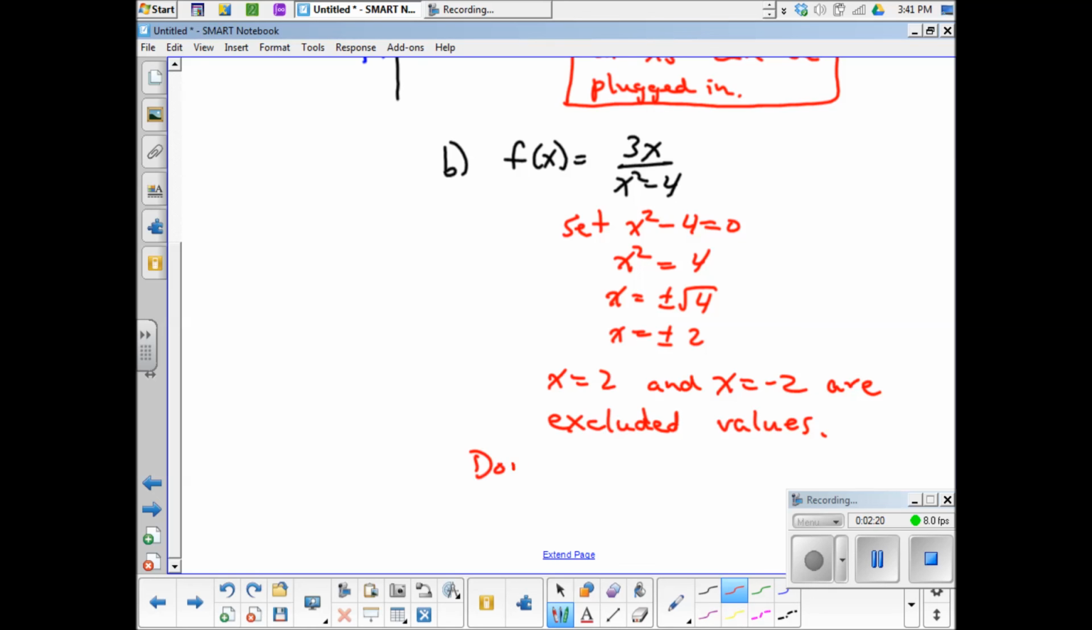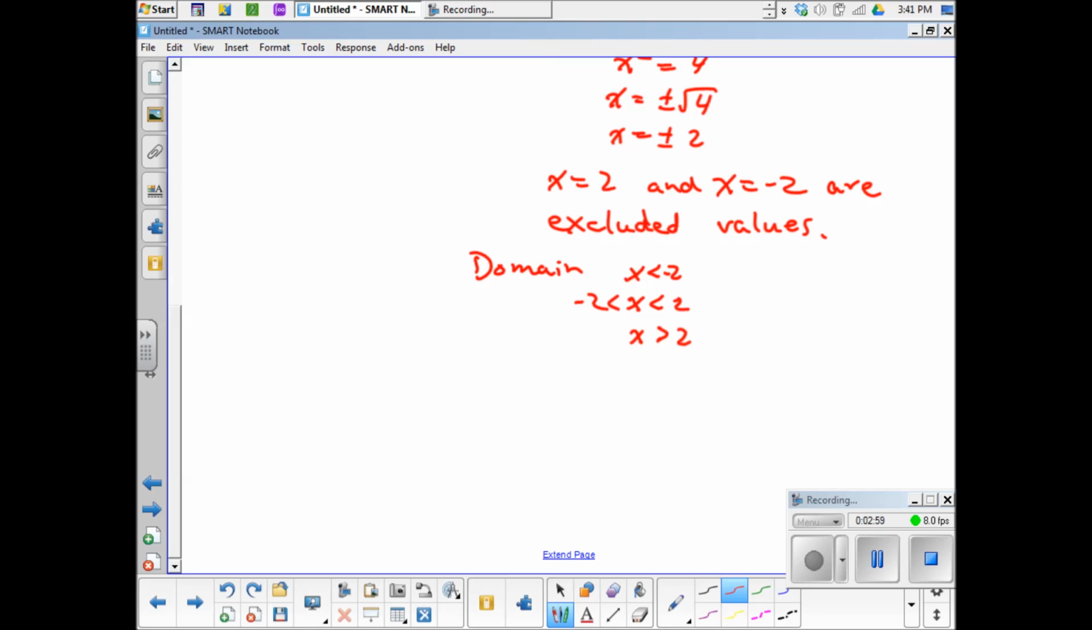So what is my domain? Basically, x is, let's write it two ways. In our old notation, we would say it can be basically anything to the left of negative 2. It can be anything between negative 2 and 2, or it can be anything greater than 2. These are the 3 answers.